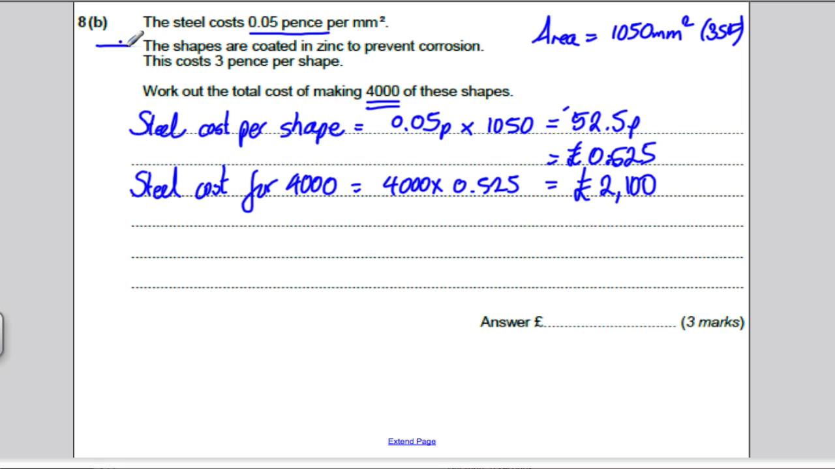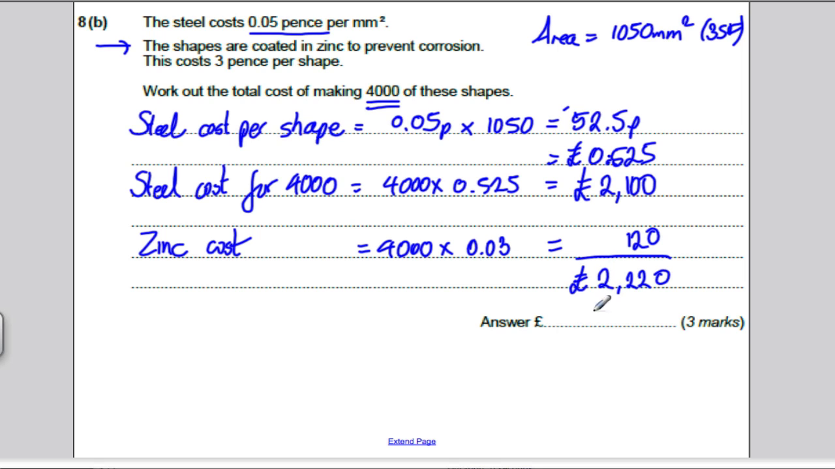It also says that the shapes are coated with zinc to prevent corrosion, so it's 3p per shape. So let's call it zinc cost. We've got 4,000 shapes, and each times 3p, which is 0.03 pounds, and the zinc cost would be 120. So you add these two together to get your total cost. Your total cost is £2,220. So the total cost of making this is £2,220.